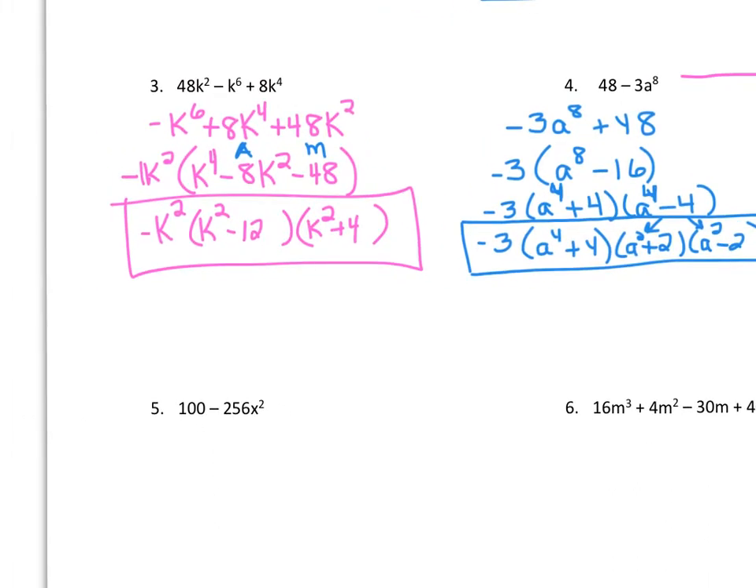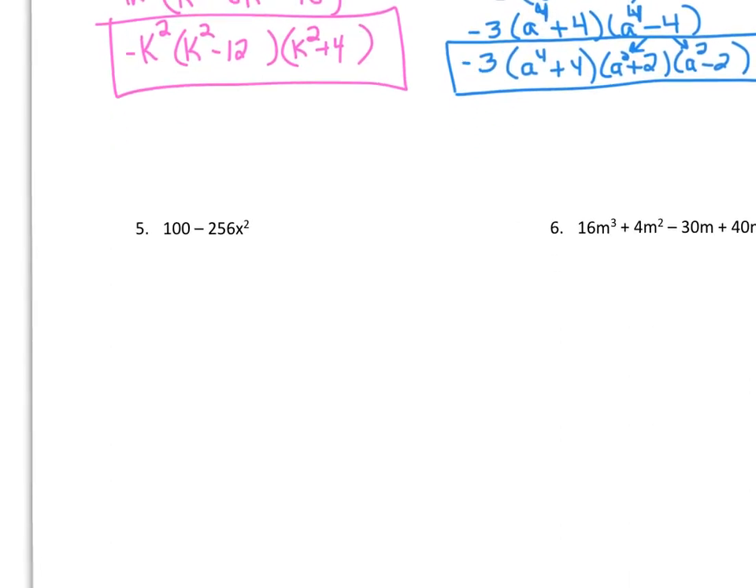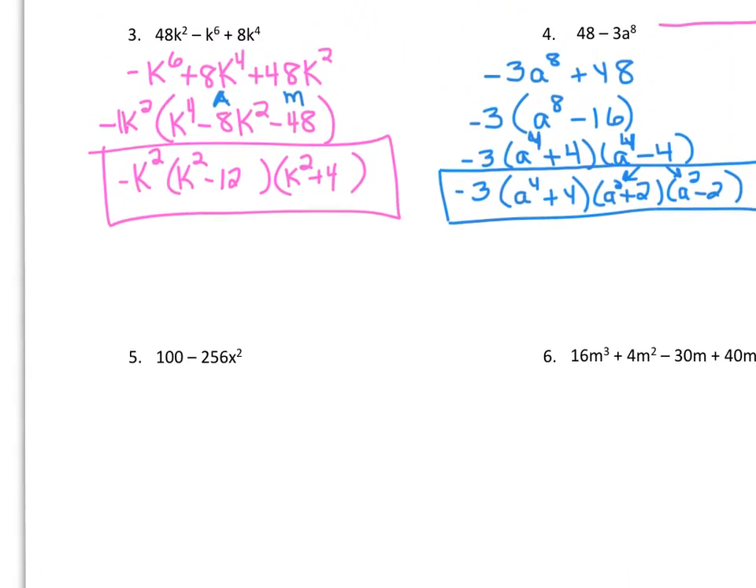And number 5, just like number 4, you could do one of 2 ways, okay? If you would like to reorganize these, so the term that has the exponent on it, right, the variable with the exponent comes first, you can totally do that. So if you want to reorganize this, reorder it. So it says negative 256 x squared, and then positive 100, so plus 100, you can do that.